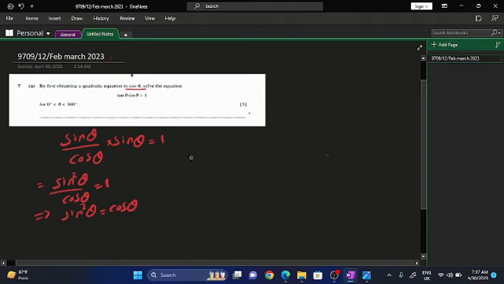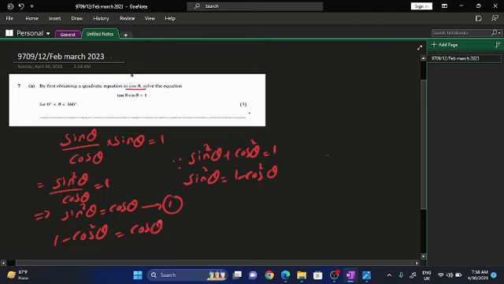Now use one of the trigonometric formulas that relates sin theta and cos theta, that is sine square theta plus cos square theta equals 1. Make sine square of theta the subject, which gives you sine square theta equals 1 minus cos square of theta. Plug in this sine square theta value in equation number 1. So it gives you 1 minus cos square theta equals cos of theta.